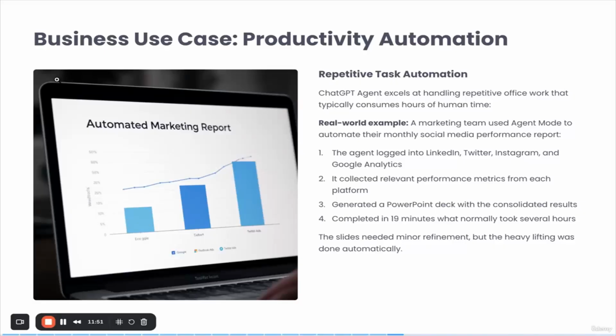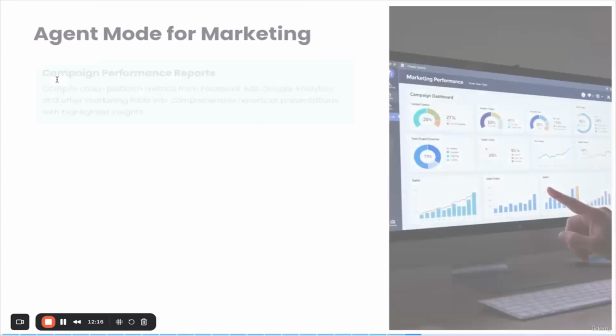A marketing team used Agent Mode to automate their monthly social media performance report. The agent logged into LinkedIn, Twitter, Instagram, and Google Analytics. It collected relevant performance metrics from each platform and generated a PowerPoint deck with consolidated results, completed in 19 minutes what normally took several hours. The slides needed minor refinement, but the heavy lifting was done automatically.